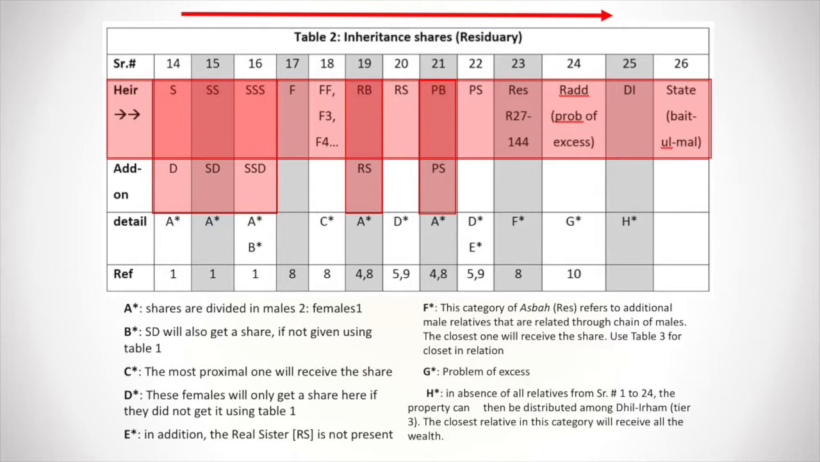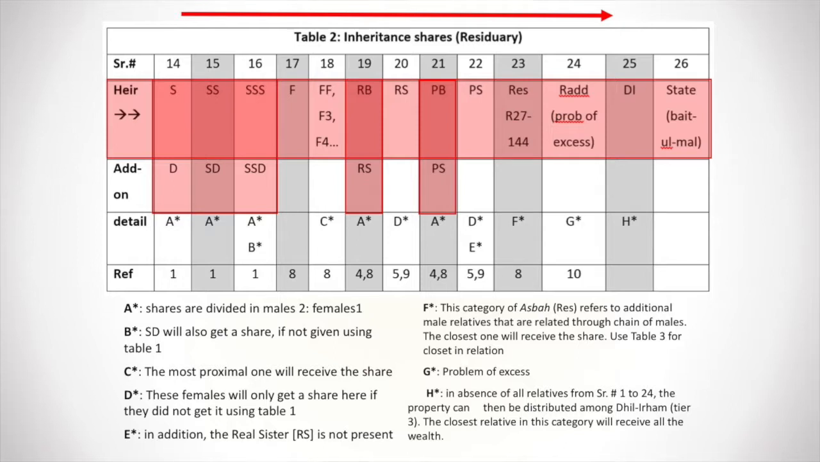So if son is present, then we know that from table 1 the daughters did not get any share because their condition was not met in table 1. So they get their share here now, which is assigned to the son and also given to the daughters in 2:1. Similarly, it goes for SS, SD, SSS, and SSD, RB, RS, PB, and PS. The share of the male to female here is 2:1, as we had talked about in the previous video.